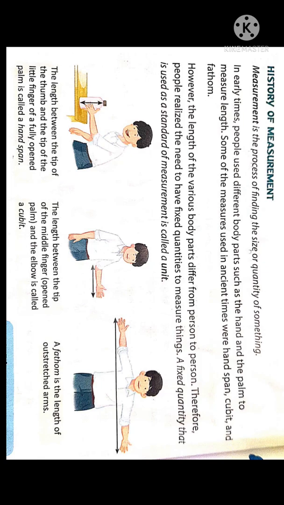Now, is it clear, children, how in olden days people measured various things? They used their body parts. The length of various body parts differs from person to person. So, people realized they needed a fixed quantity. A fixed quantity that is used as a standard of measurement is called a unit.